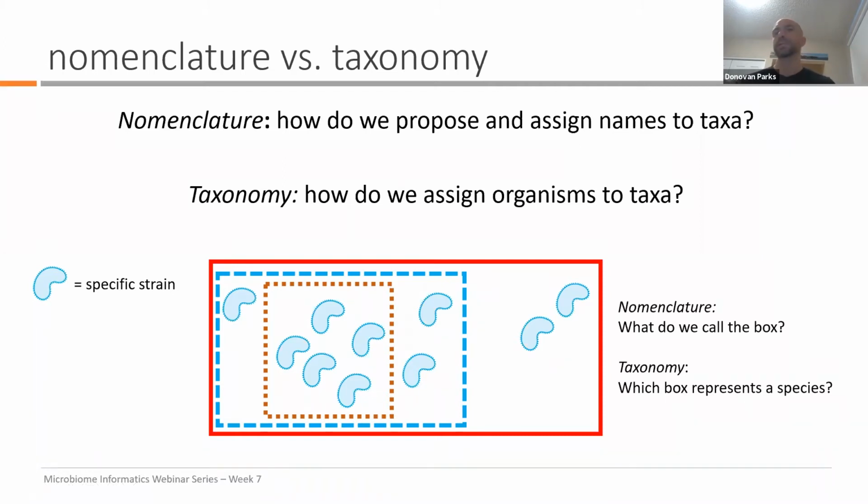Nomenclature, on the other hand, is concerned with, once we've decided what the box is, how do we actually give a name to this box? And as you'll see, there are basically a set of rules for this. And the purpose here is to have some organized framework so that you and I can communicate effectively about the taxa we're talking about, in the sense that we will agree on a set of names.